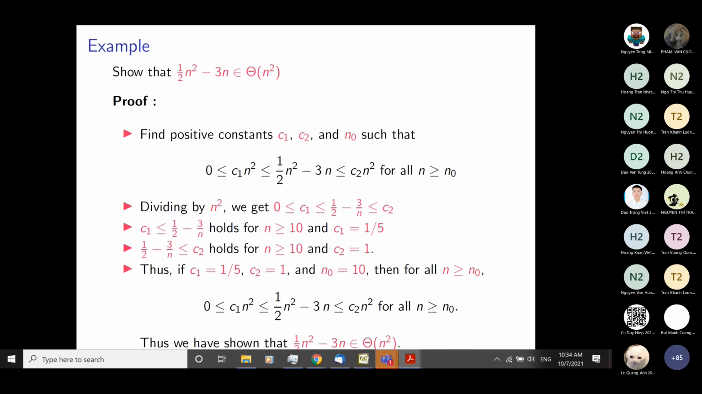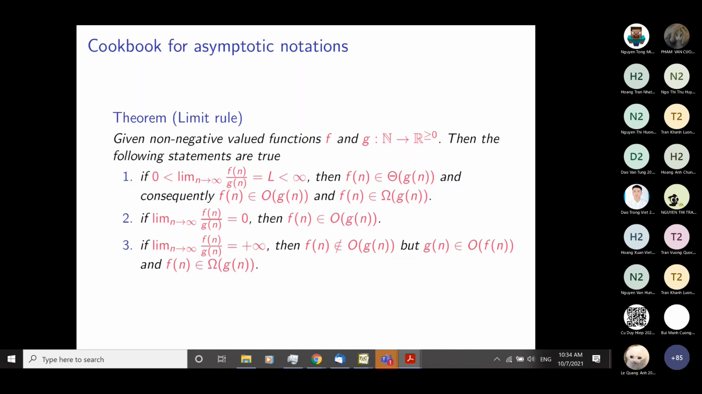Last, there is another example. I will skip this and give you the chance to do more exercises. Last, for those of you who are familiar with the limit rules, you can also prove the relationship between Fn and Gn using the limit rule. If you calculate the limit of the ratio between the running time of the function and its growth rate, and this converges to some constant L, it means that Fn is bound exactly by Gn, above and below.